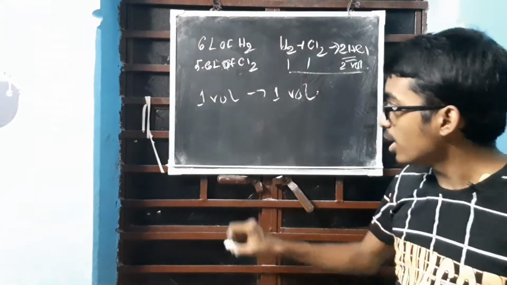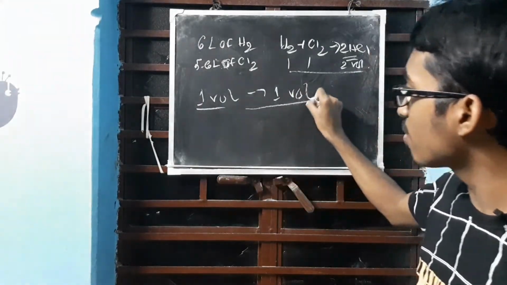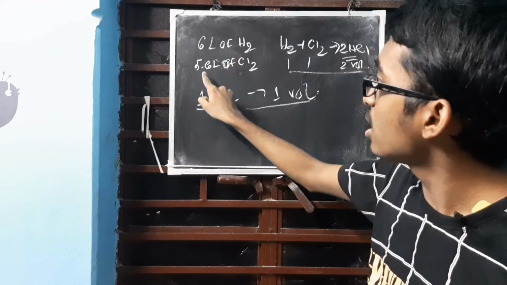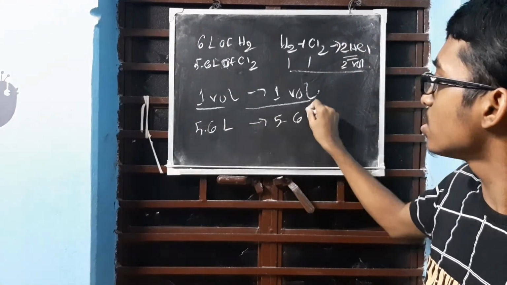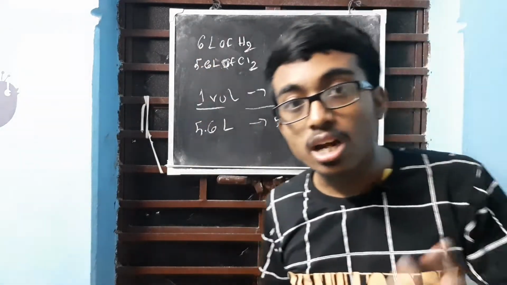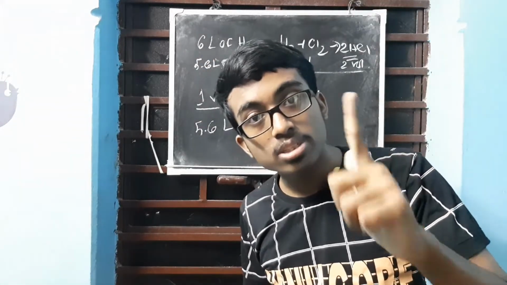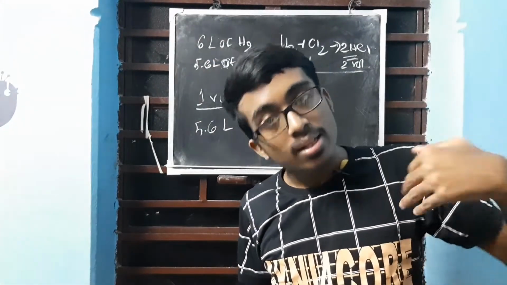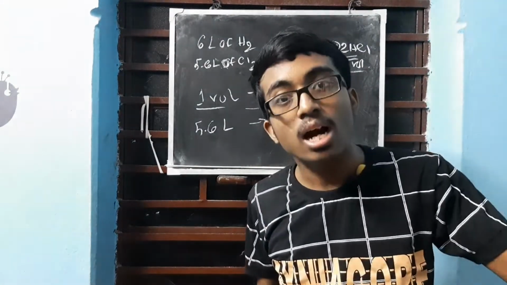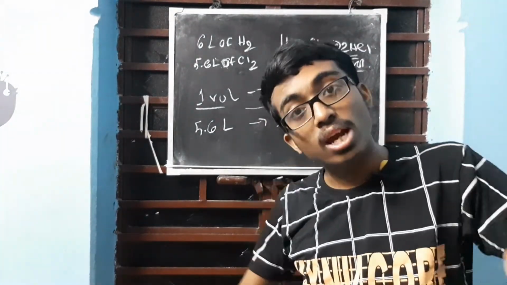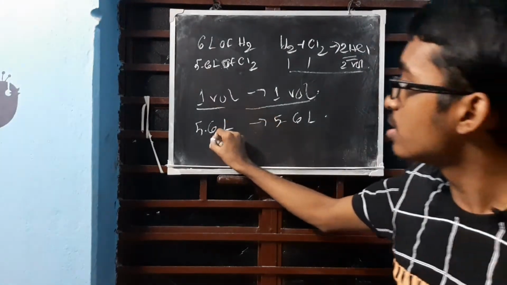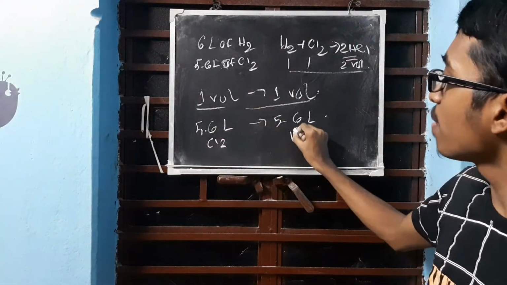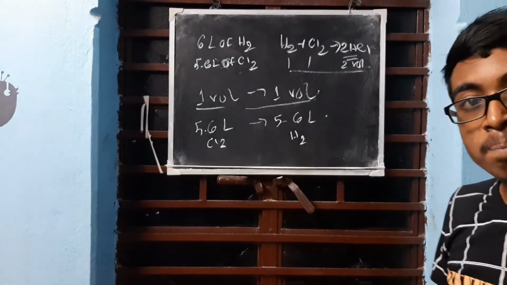Check properly. If one volume will react with one volume, then 5.6 liters will react with 5.6 liters. Can it react with 6 liters? No. Why? The same logic I said. The extra, the excess, cannot react. It has to react with a definite quantity. So 5.6 liters of Cl2 will react with 5.6 liters of H2 only.